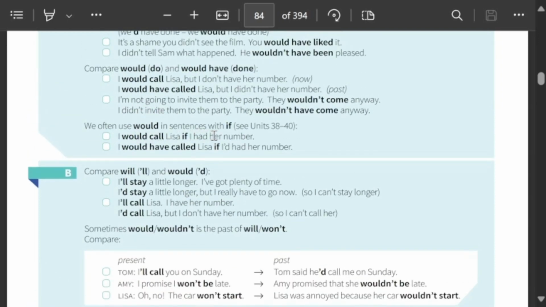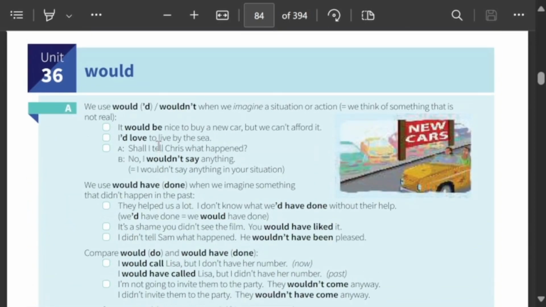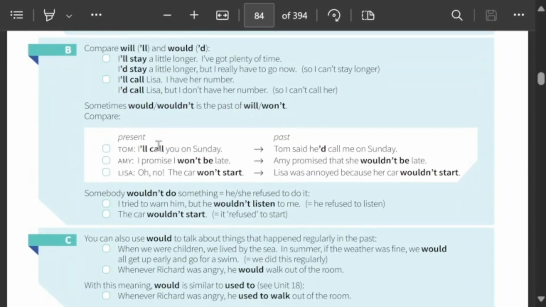I would call Lisa if I had her number. This is not the past of will. It's a different usage of would. Somebody wouldn't do something means he or she refused to do it. I tried to warn him in the past, but he wouldn't listen to me. He refused to listen. Do you see?